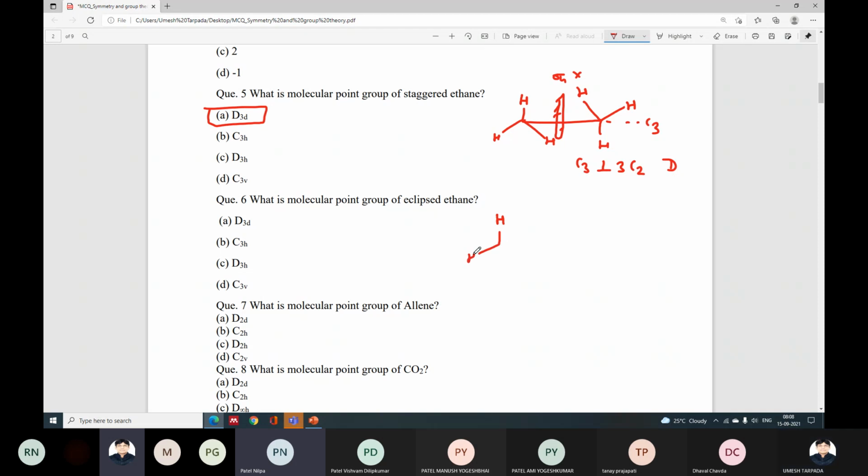What is the molecular point group of eclipsed ethane? D3h. Yes. Good. In the case of eclipsed ethane, there is a sigma h. This is your C3 axis, and this is sigma h.